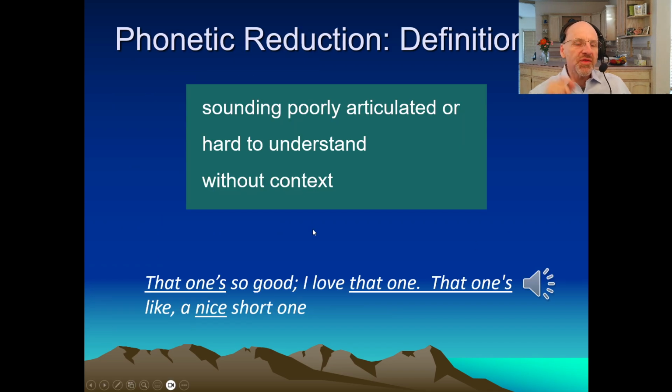Okay, so what is phonetic reduction? In speech, people sometimes sound poorly articulated, or it's hard to understand them without the context, and that's reduction. Here's an example for you.